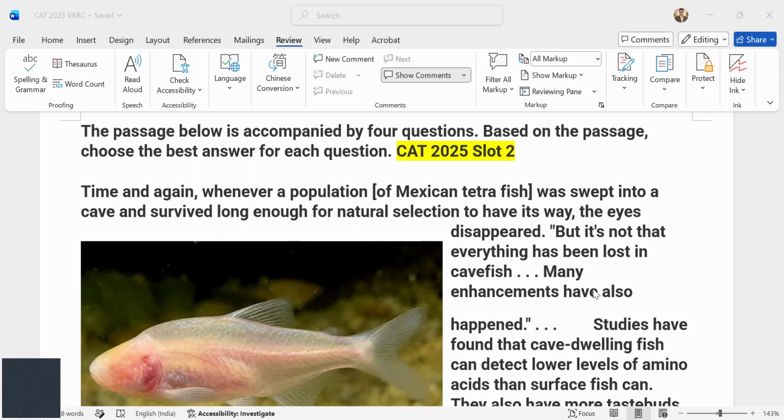This is yet another passage from CAT 2025 Part 2. I will just read it in between, explaining, and then we will get into the questions.